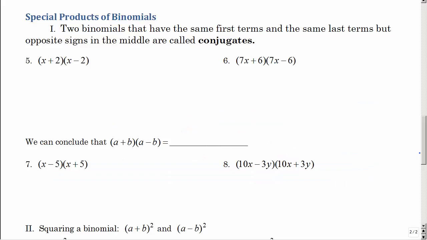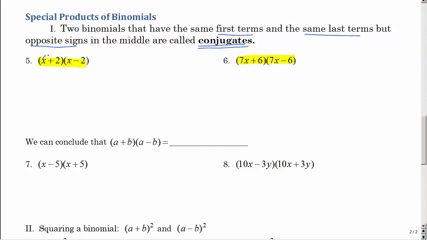We have some special products. Type 1 is two binomials that have the same first term and the same last terms, but they have opposite signs in the middle, are called conjugates. So look at number 5, look at number 6. You can see the parentheses are exactly the same, except one is positive in the middle, one is negative in the middle. Let's see what happens.